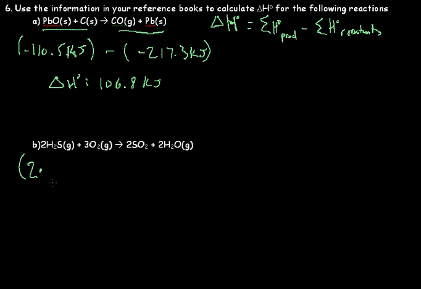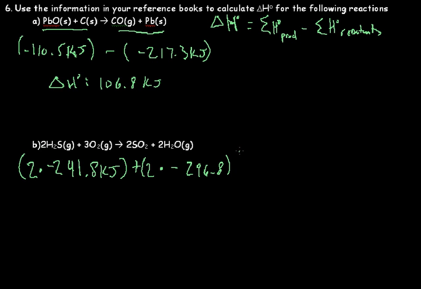And if we look into our reference guide, it'll be negative 296.8 kilojoules. And we're going to add to that 2 times the delta H for water. Be careful because this is gaseous water, and a lot of people make the mistake of putting in the value for liquid water. That's going to be negative 241.8.